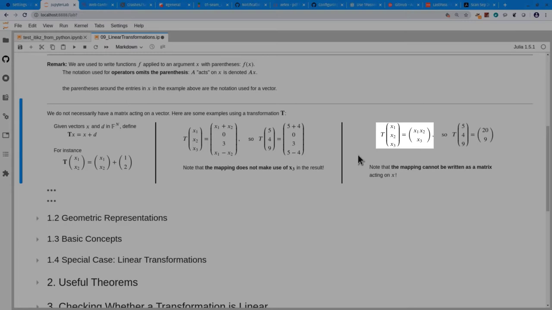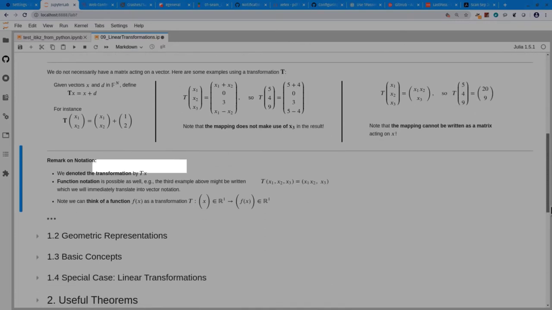My last example is T applied to a vector x. Again, I start in 3 space, I end up in 2 space, but this time around the first entry is a product of x1 and x2. And if I try and write that as a matrix, I find I can't. The only way that the entries of that vector x can appear if I have A times x is as a linear combination of the x's, not products. As an example of what happens with a vector here, if I plug in 5, 4, 9, I get the vector, well, 5 times 4 is 20, and last entry 9.